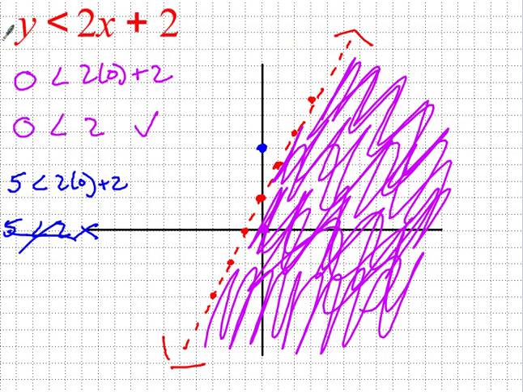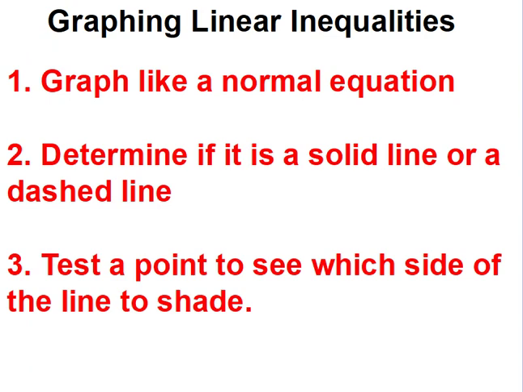So this was kind of a bunch of nonsense. Let's get this all in a couple steps if you would like. So we're graphing linear inequalities. We graph like a normal equation. That does not change. We determine if it is a solid line or a dashed line.